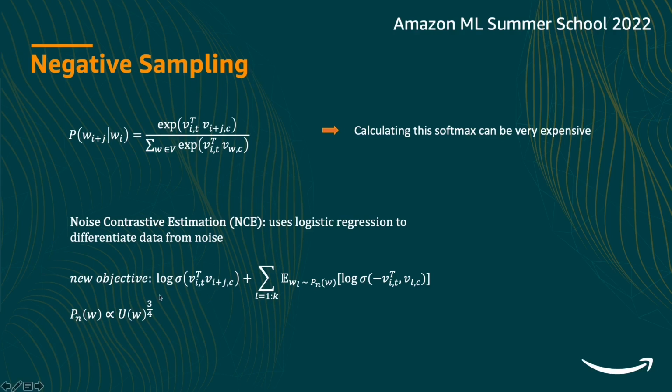And the way we downweight it is that we raise it by a factor, and the exact number that was used in the paper was 3/4, which was found empirically to be working pretty well.